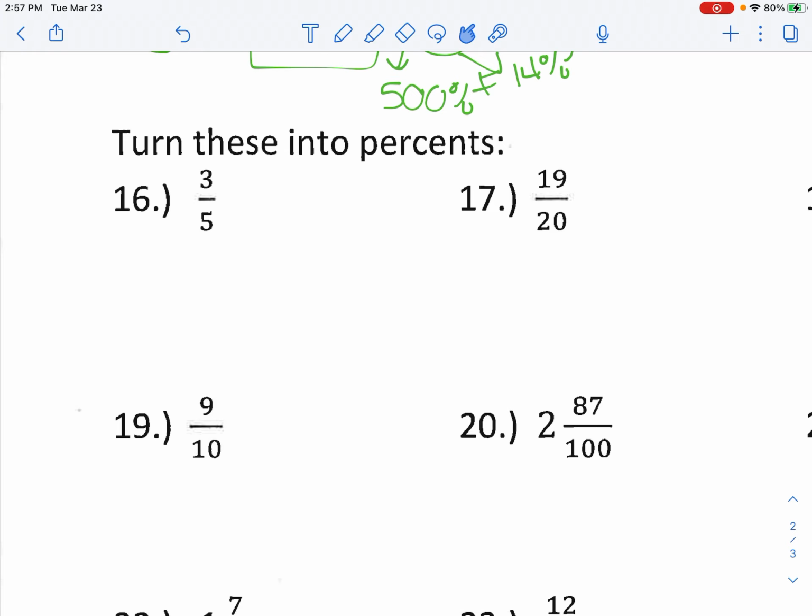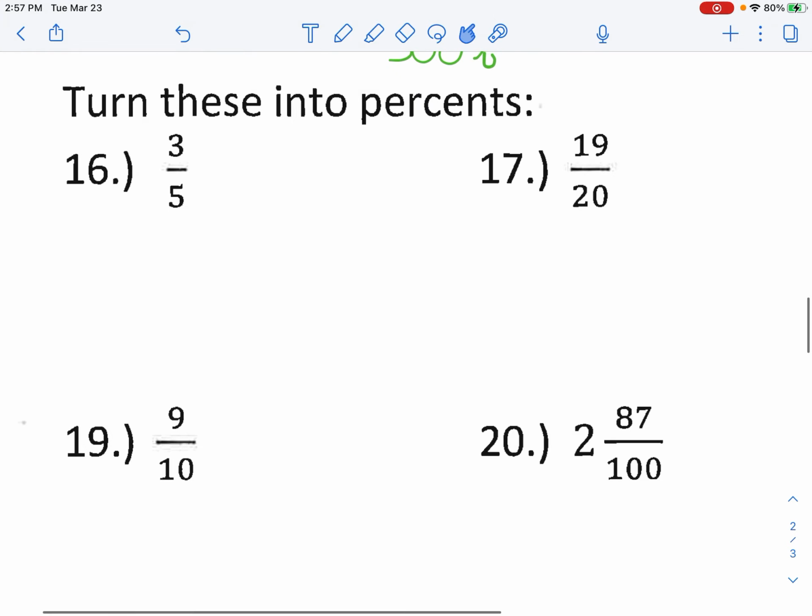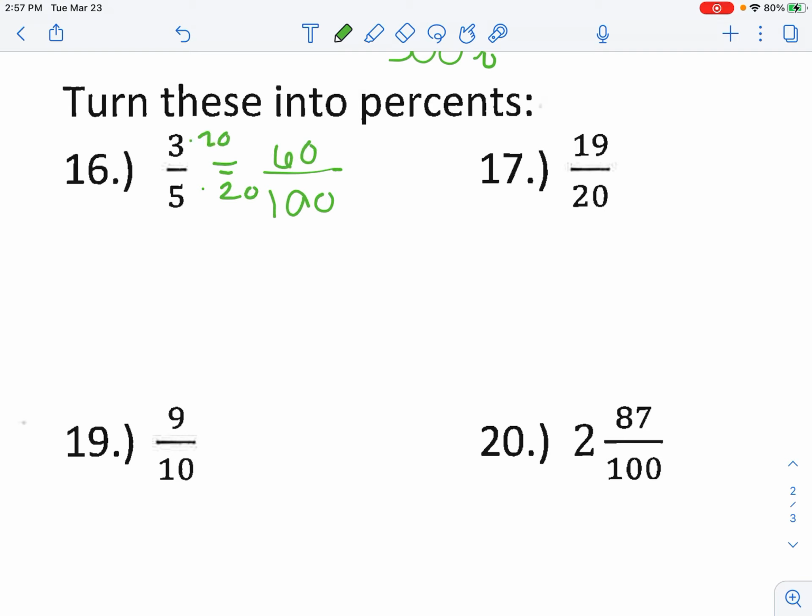Turn these into percents. A percent is out of 100. So what I'm thinking is, how can I get this denominator to be 100? 5 times 20, 3 times 20. That gets me to 60 hundredths. A percent is out of 100, so 60 hundredths equals 60%.